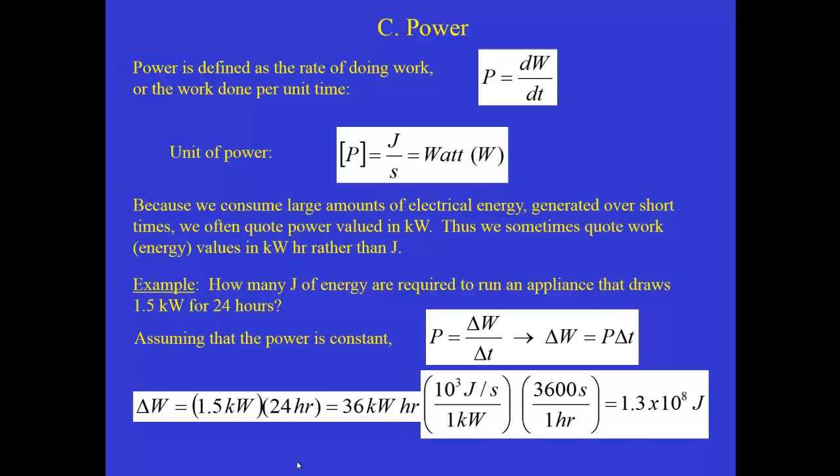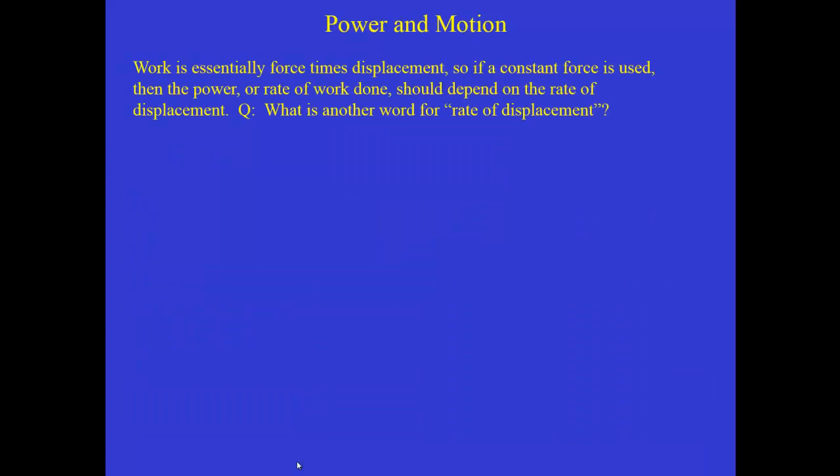So I hope this has been a useful introduction to the work energy theorem and to the concept of power. There's one more thing I want to do before I leave, and that is simply to show an alternate way of expressing power. And this is in terms of the object's motion. So what we first did was define power as the work done per unit time, but it should also then depend on the rate of the object's displacement. Since work involves force times displacement, we should be able to relate power to the rate of displacement, and another word for that is velocity.